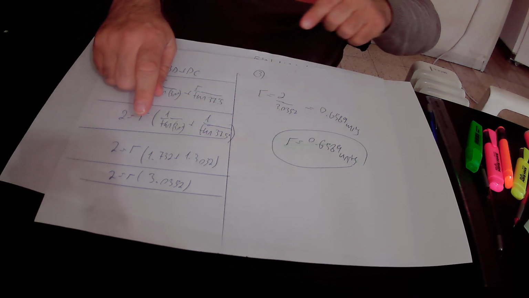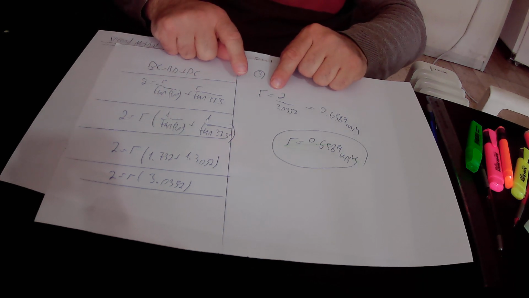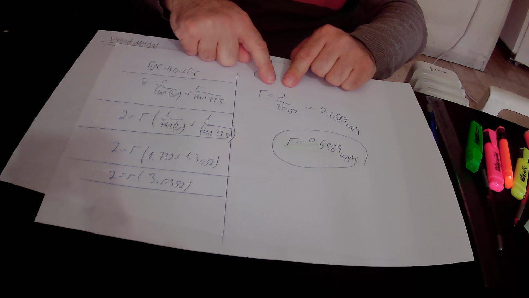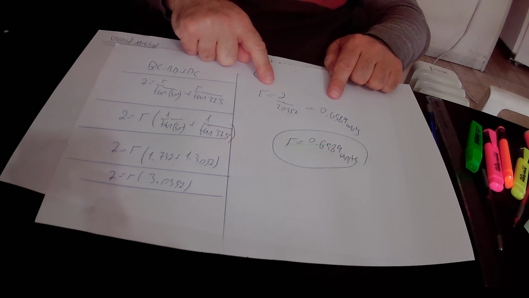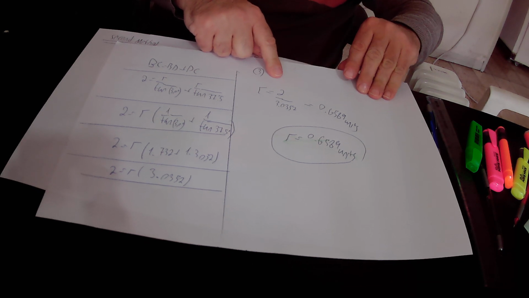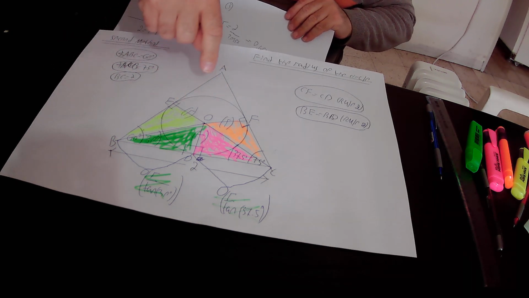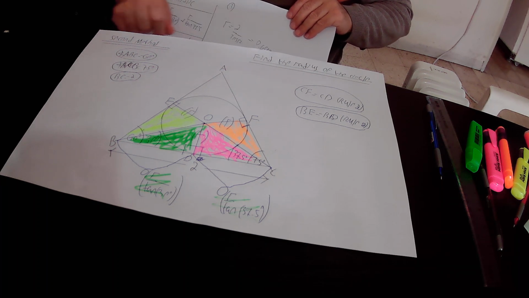So 2 equals R times 3.0352. We divide this equation by 3.0352 and find that R, the radius of the circle that we are looking for, equals 2 over 3.0352. That is approximately 0.6589 units. So in both methods we found that the radius R of this circle equals 0.6589 units. Okay, thank you very much.